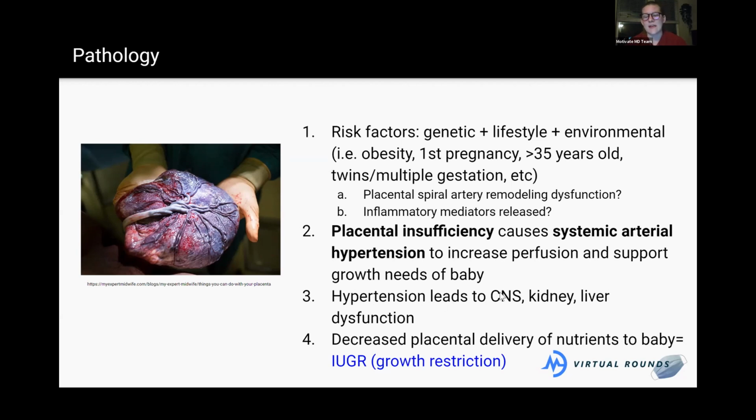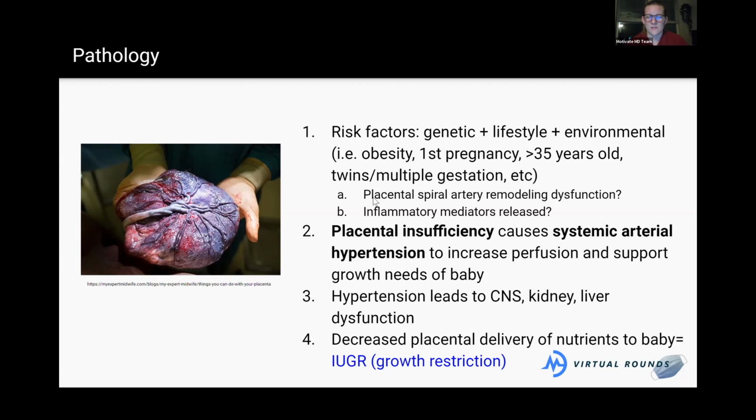So you get all this end organ dysfunction, and because of the decreased placental delivery of nutrients to the baby, that's why you get this intrauterine growth restriction. If you remember with her fundal height measurement, it was 31 centimeters. That's smaller than what we were expecting. The fact that this placenta wasn't able to meet the needs of a growing baby helps to explain why we saw a smaller measurement than we were expecting.